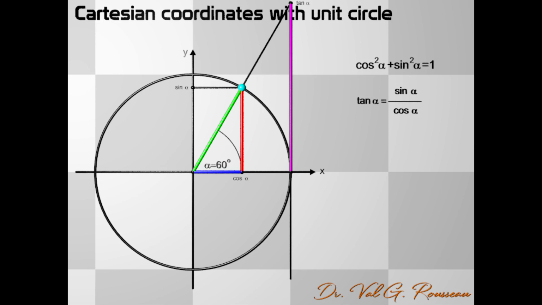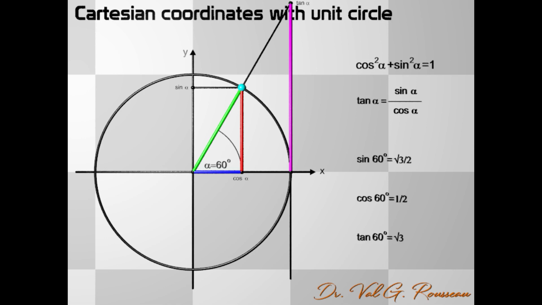You can convince yourself that the present situation where alpha is 60 degrees is symmetrical to the situation where alpha was 30 degrees if we exchange the roles of the sine and the cosine. This means that cosine 60 equals sine 30 and sine 60 equals cosine 30. So, we can conclude that cosine 60 is 1/2 and sine 60 is square root of 3/2. Therefore, tangent 60 is square root of 3.